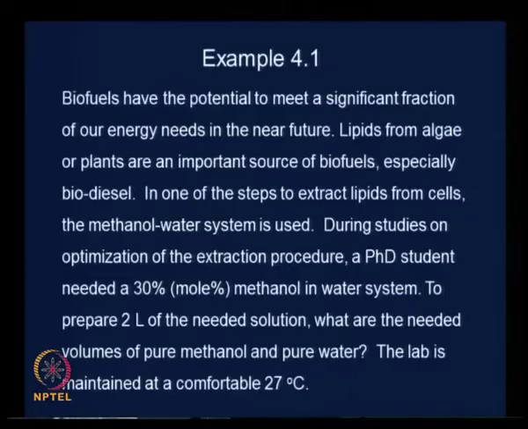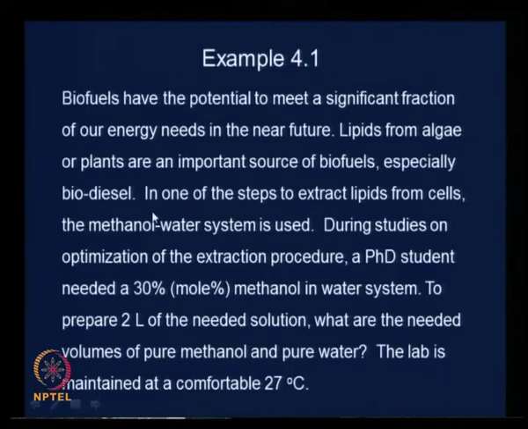Today let us start out by working a problem to estimate the partial molar quantities. It is a problem of current significance, example 4.1. The biofuels have the potential to meet a significant fraction of our energy needs in the near future. Lipids from algae or plants are an important source of biofuels, especially biodiesel, or it could yield many different biofuels.